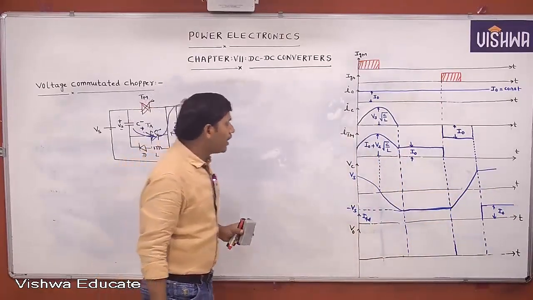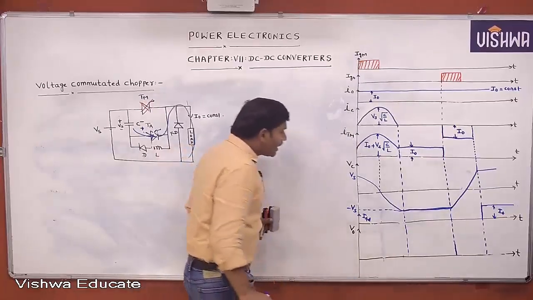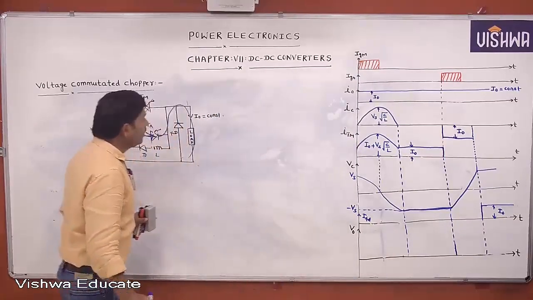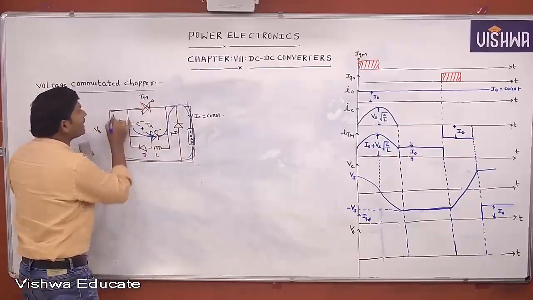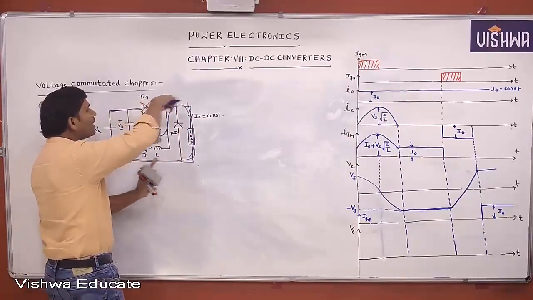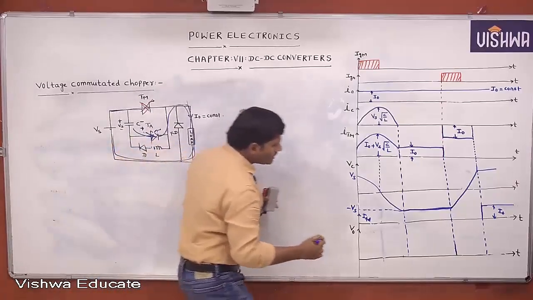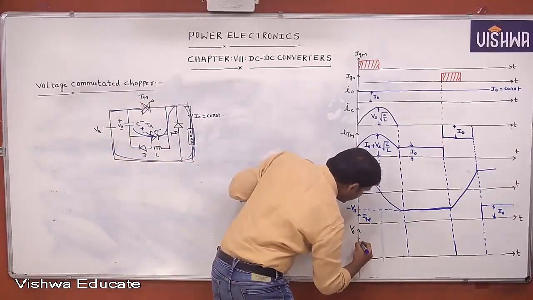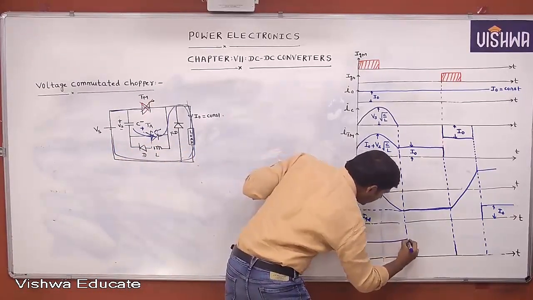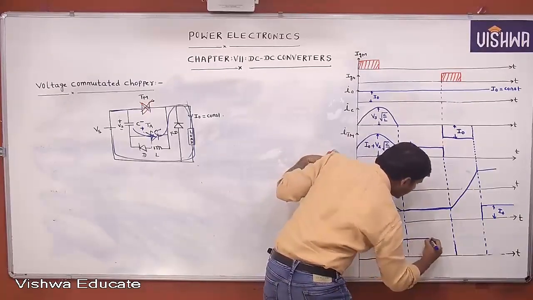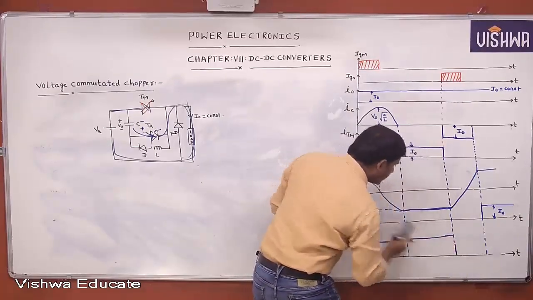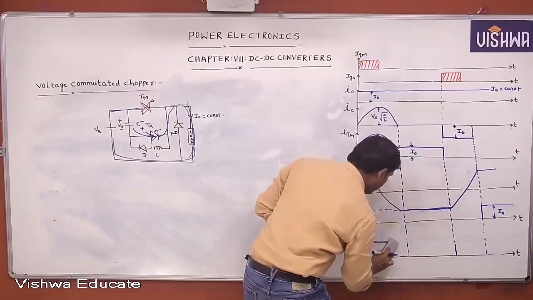Clear? Okay. Now, you want to draw the voltage across the load. Tell me, when the main thyristor is conducting, the voltage applied across the load is Vs. Here also the main thyristor is conducting, and the voltage applied across the load is Vs. That is the supply voltage.